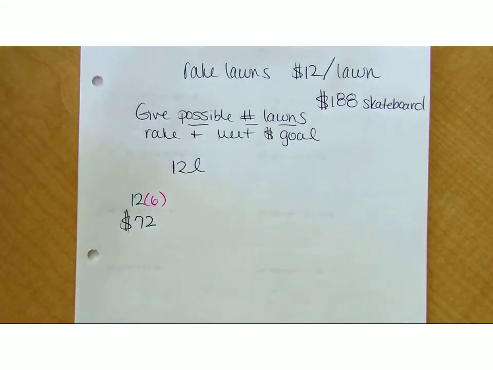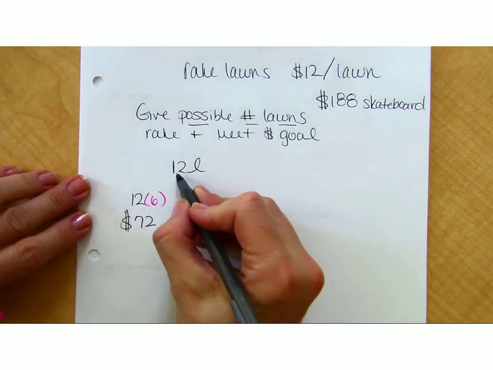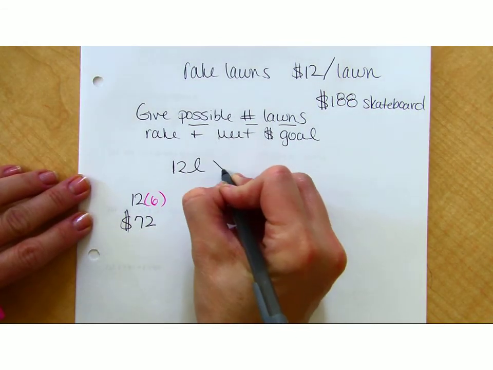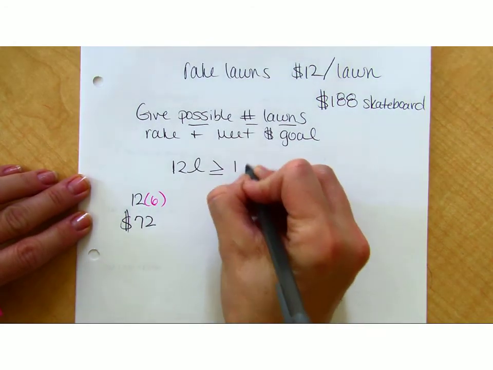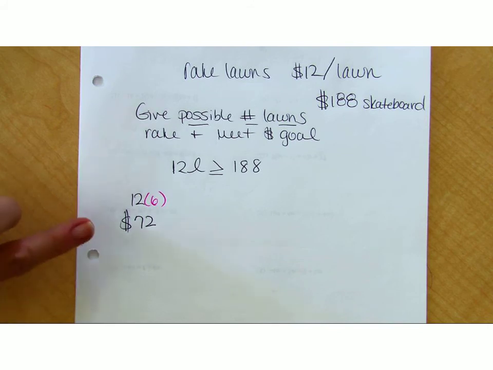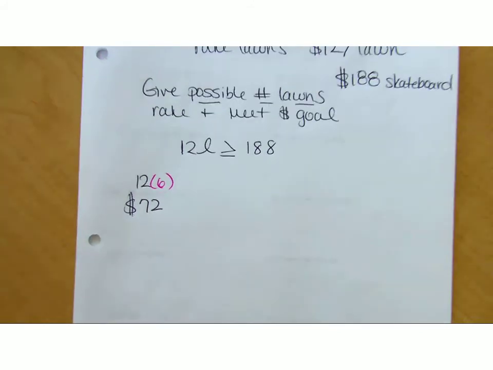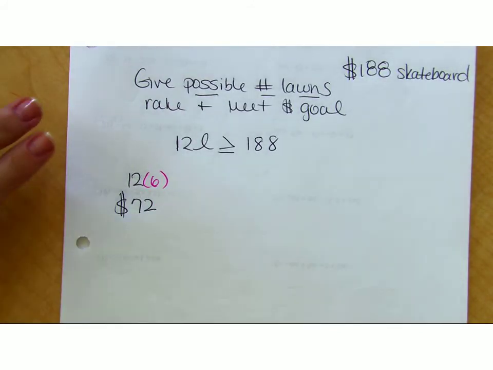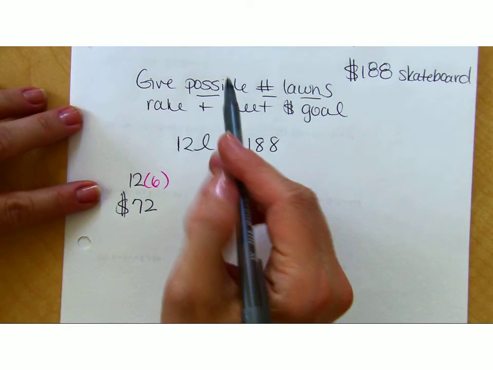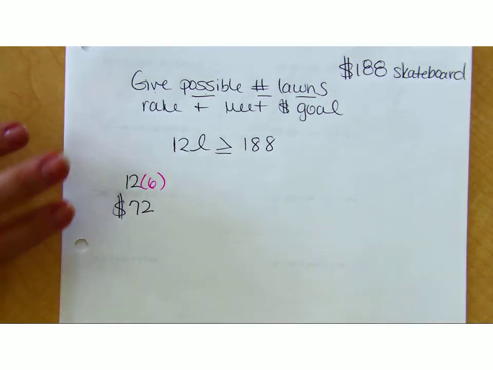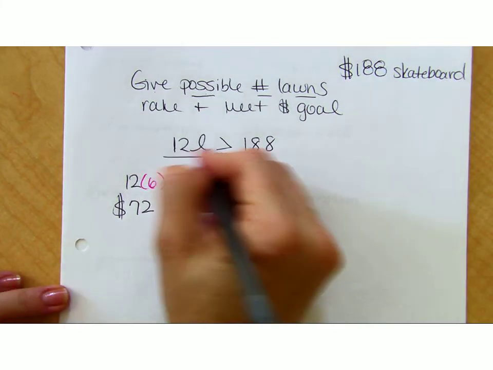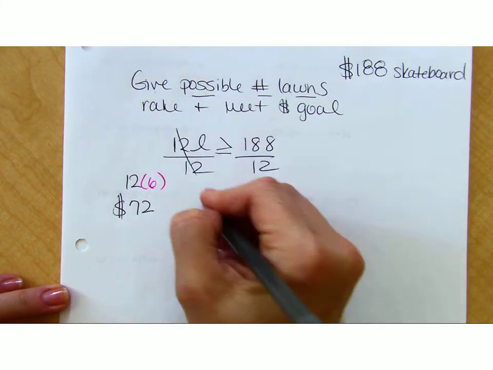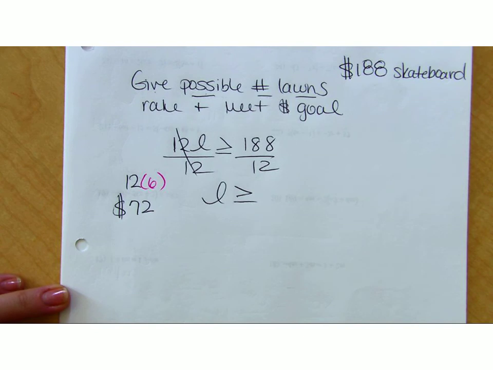Okay? So 12 times the number of lawns that I rake needs to be greater than or equal to $188. That's the inequality I'm looking for. Yeah, I mean, you could put equals, but when it says give the possible number of lawns, could you rake 100 lawns and still meet your goal? Yeah, I don't want only that. So when you divide by 12, by the way, I'm dividing by a positive, so nothing is switching. This pops up in my calculator.